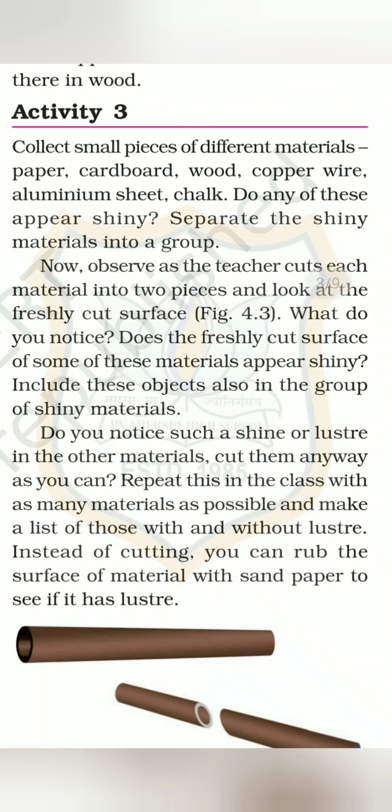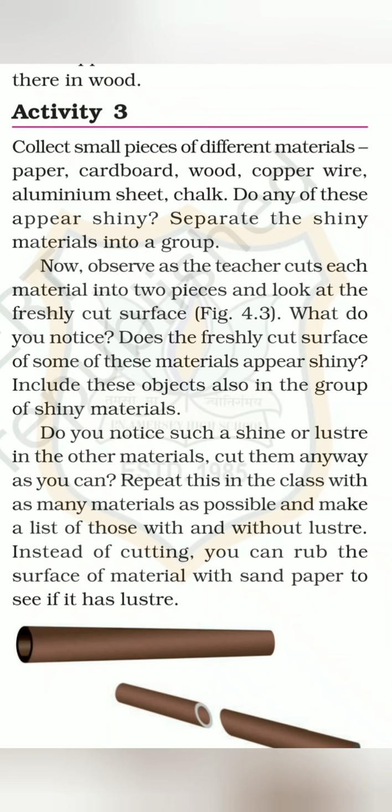Activity 3. Collect small pieces of different materials like paper, cardboard, wood, copper wire, aluminium sheet, chalk. Do any of these appear shiny? Separate the shiny materials into a group. Now observe as the teacher cuts each material into two pieces and look at the freshly cut surface. Figure 4.3. What did you notice? Does the freshly cut surface of some of these materials appear shiny?